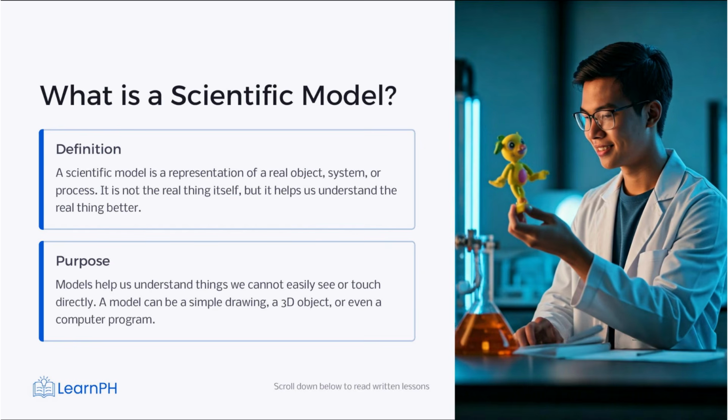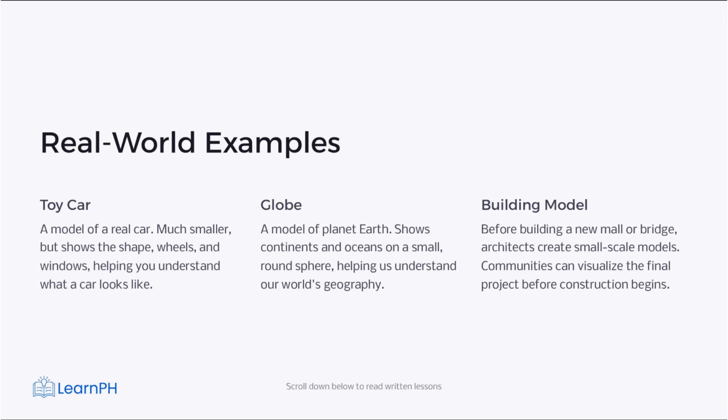It aids in understanding things we can't easily see or touch. Models can be drawings, 3D objects, or computer programs providing insights into complex phenomena. Consider a toy car, a miniature version of a real car illustrating its shape and features. A globe represents Earth, displaying continents and oceans. Architects use building models to visualize projects like malls or bridges, allowing communities to see the final design before construction.